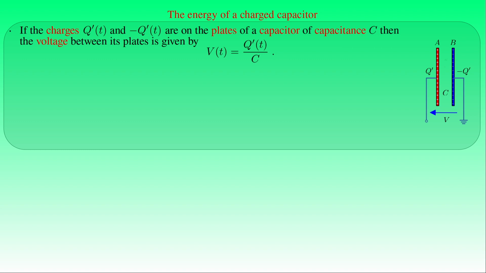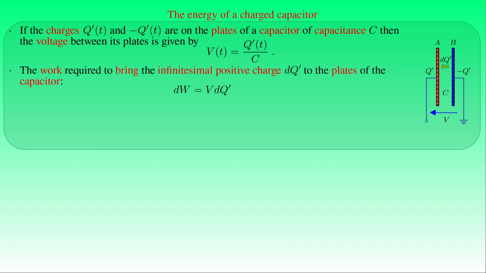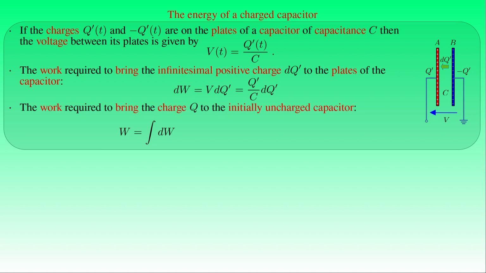If we bring an infinitesimal positive charge dQ' from the plate B to the plate A, then the work dW done against the electrostatic force between the plates is given by the voltage V, that is the difference of the potential between the two plates, times dQ'. This work can be expressed as Q' over C times dQ'. The work W required to bring the charge Q to the initially uncharged capacitor is the sum of such infinitesimal works, that is the integral of dW, or the integral of Q' divided by C from 0 to Q with respect to Q'. Since the capacitance C is constant, the primitive function of the integral is equal to the square of Q' over 2C, and the work W is given by 1 over 2 times the square of the charge Q divided by the capacitance C.